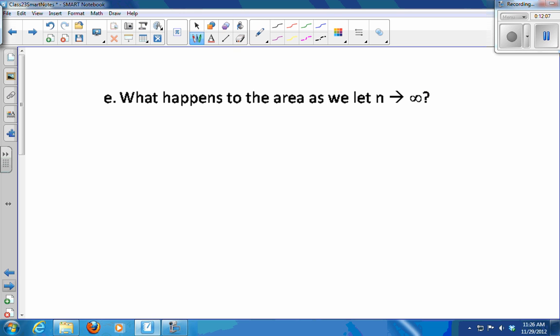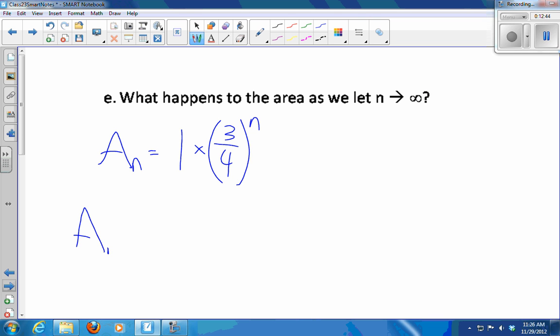So what do you think will happen as we let n go to infinity, as we do more and more iterations? It'll get smaller and smaller and smaller. That sideways 8 thing means infinity, yes. So as you raise this to higher and higher powers, the area gets smaller and smaller and smaller. What's it approaching? 0. A sub n approaches 0.